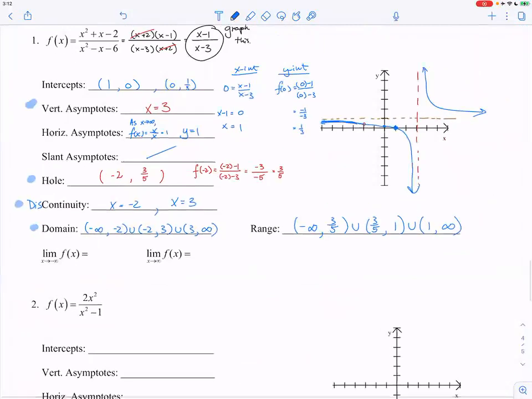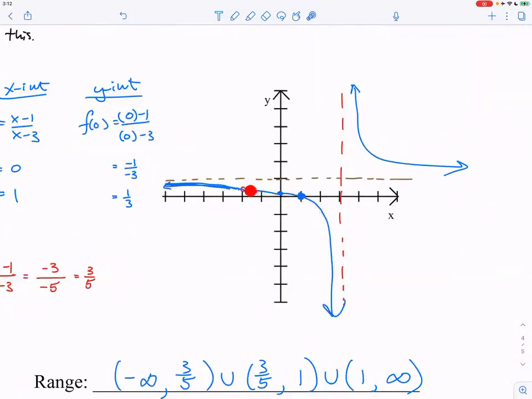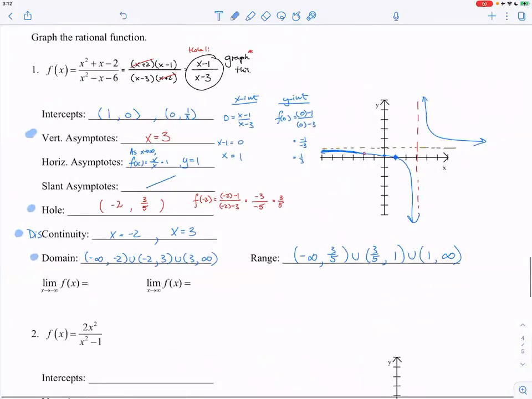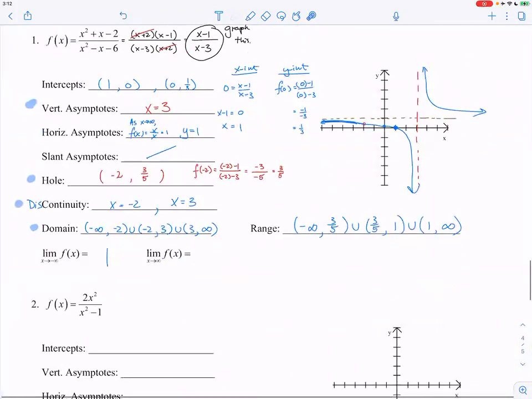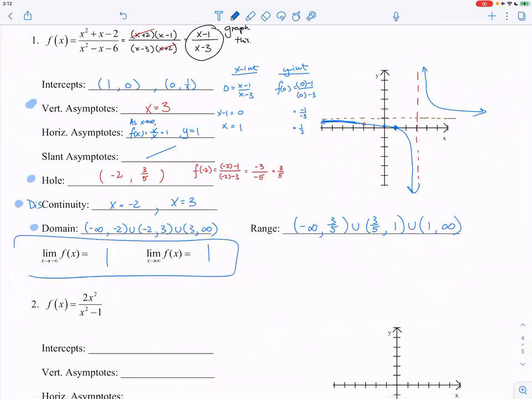All right, now, as x goes to negative infinity, what y value does it go to? 1. And as x goes to positive infinity, where does the function go to? 1 as well, okay. So again, these two are the definition of horizontal asymptote.